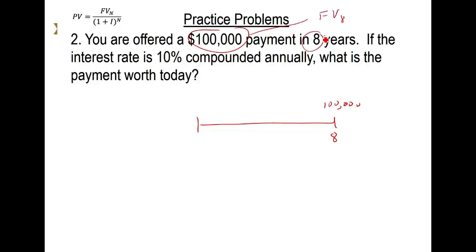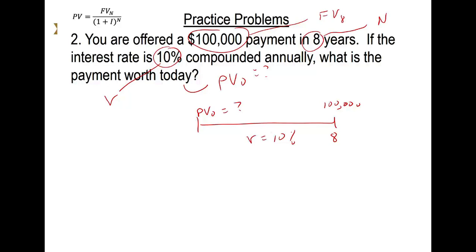8 years tells you the number of periods, which is n. If the interest rate is 10% compounded annually, right? This is your r. The question is, what is this payment worth to you today? So what is the unknown? The unknown is what is the value today, right? So the r is known, 10%. This is the future value, and what you don't know is what are these $100,000 worth to you today? How much would you be willing to pay for the right to receive $100,000 8 years from now?